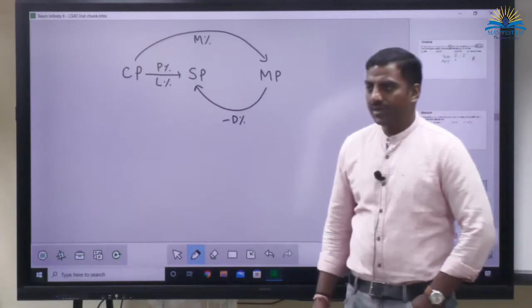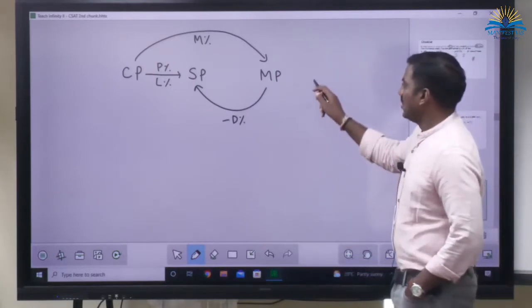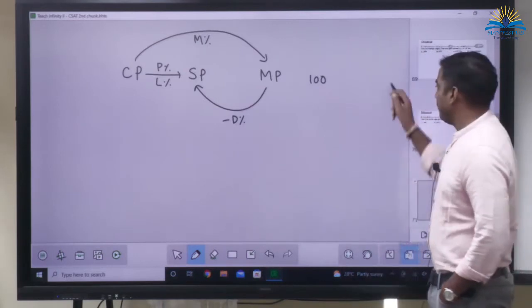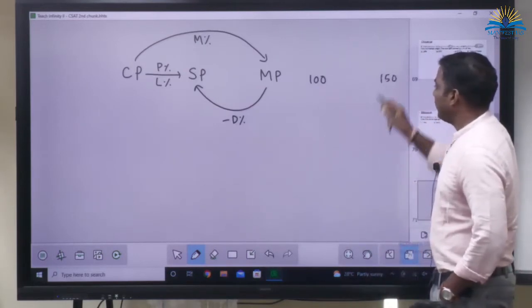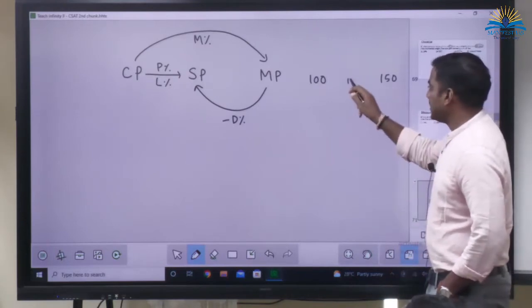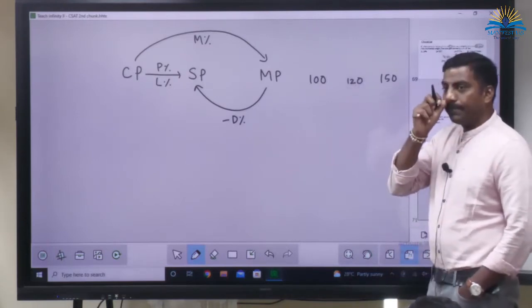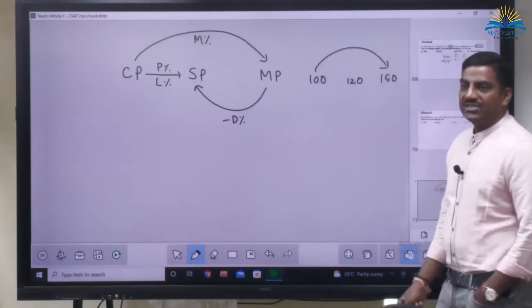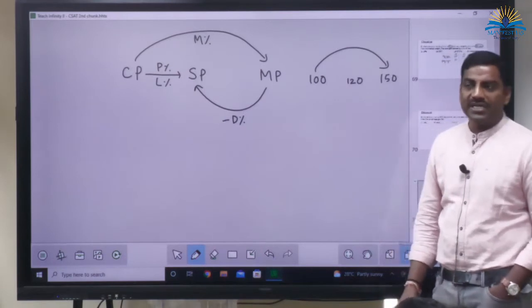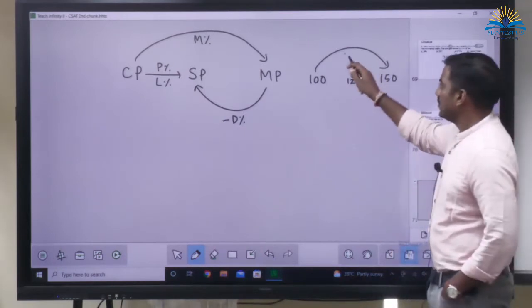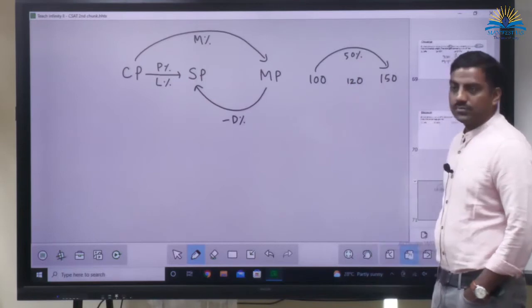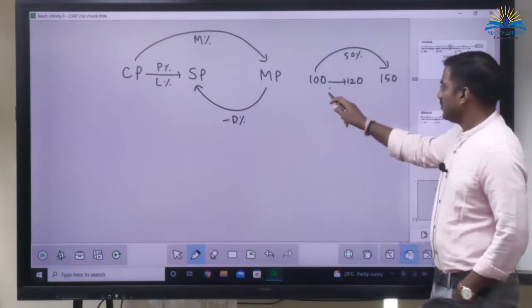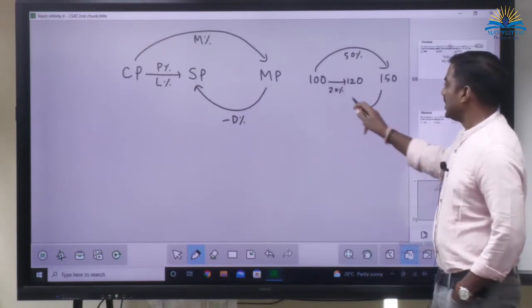Done? Yeah. For example, if 100 rupees is the cost price of this thing and market price is 150 and finally he sells it at 120. See, what is the margin he is targeting if he prints 150 as the market price? 50%. Finally, how much profit is he earning? 20%. What is the discount that he is giving?